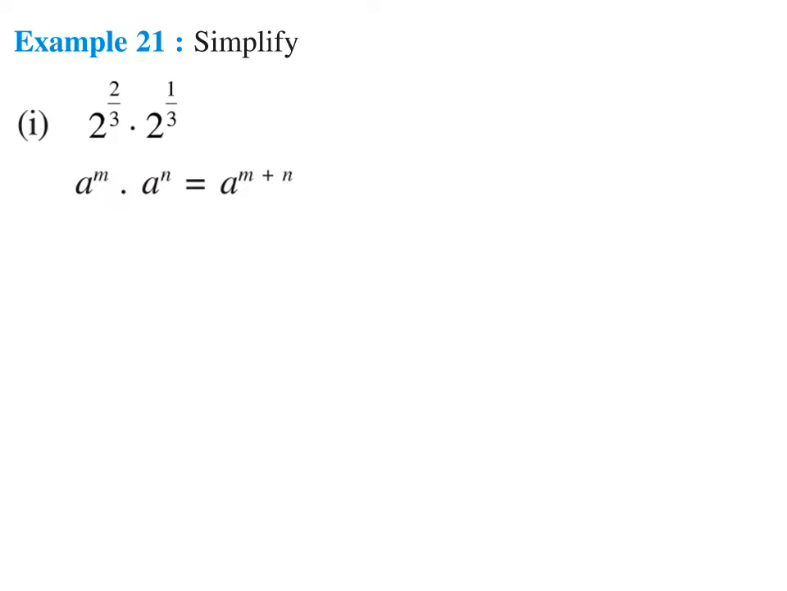So what will happen here? We can write it as 2 to the power 2 by 3 plus 1 by 3. Now taking 3 as the LCM, the result will become 2 to the power 3 by 3, and 3 will be cancelled out. So my result will become 2 to the power 1, which can be written as 2. This is my simplification of this question. Now the next one.